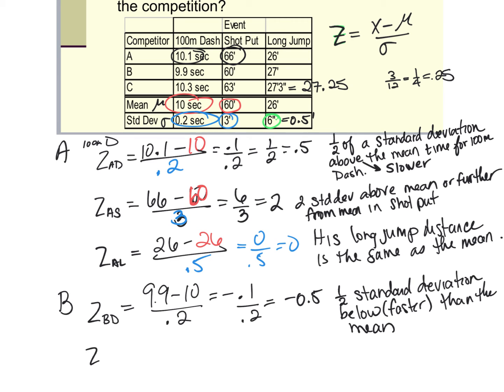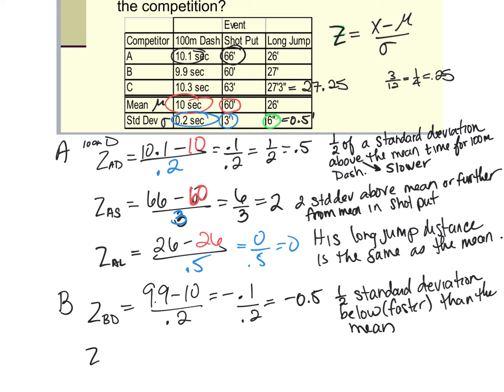Okay, so I'm going to walk through those just to see if you can check your work. The competitor B, his 100-meter dash was 9.9 seconds, minus 10 over 0.2. That's a negative 0.1 over 0.2, which is negative 0.5. That means he was a half a standard deviation below or faster than the mean.